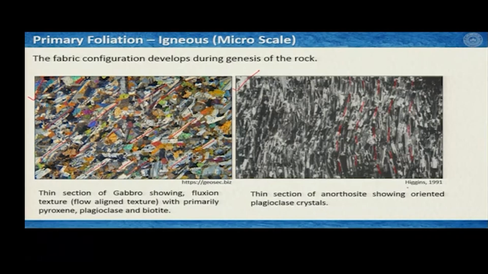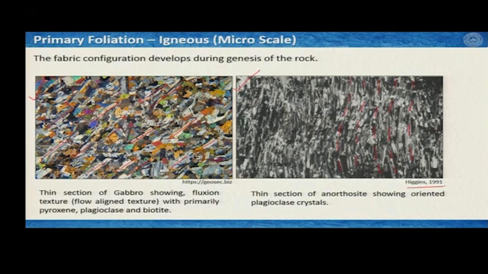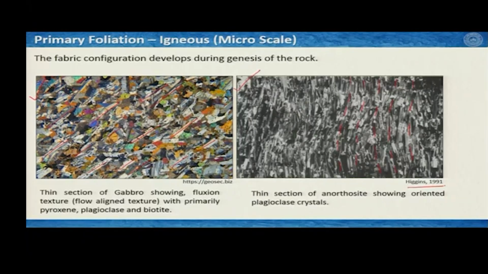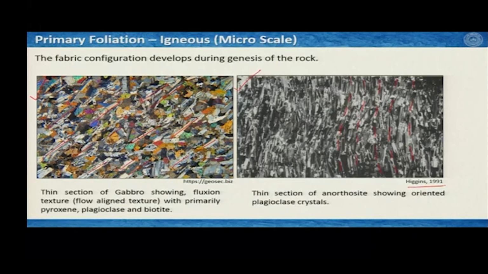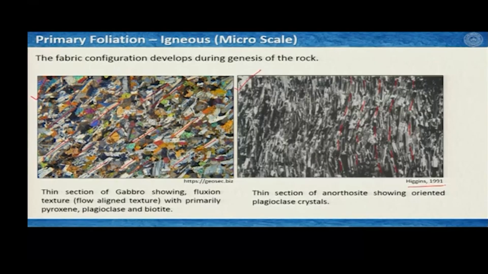The authors of this paper, in particular Higgins 1991, suggested that during the formation of this rock, anorthosite, the batch magmas got emplaced in the system, and while they were being emplaced, the boundary layers got highly sheared, and while they are getting sheared, these minerals or crystals either grew along the shearing direction, or the old long plagioclase laths oriented themselves along the shearing direction.